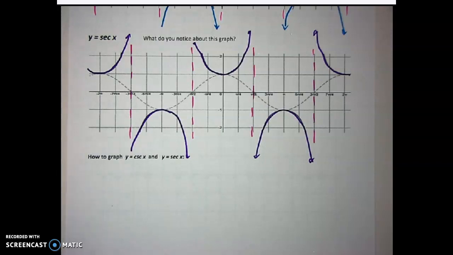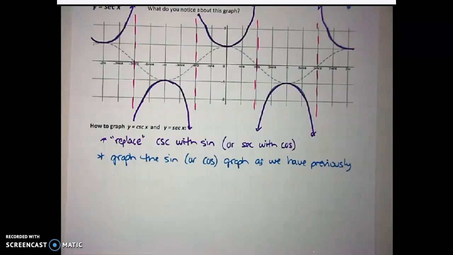The first thing you're going to do is replace the cosecant with sine, if it's a cosecant you're graphing, or secant with the cosine. Now instead of having an equation with a cosecant, you're going to have an equation with sine that you would need to graph, or cosine, and you're just going to graph that sine or cosine graph as you had previously when we graphed those transformations.